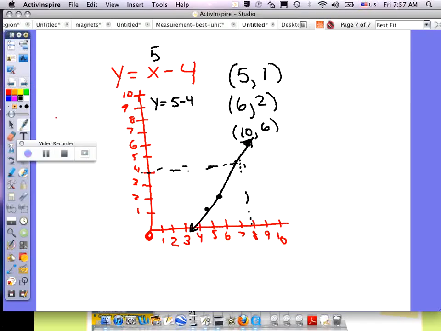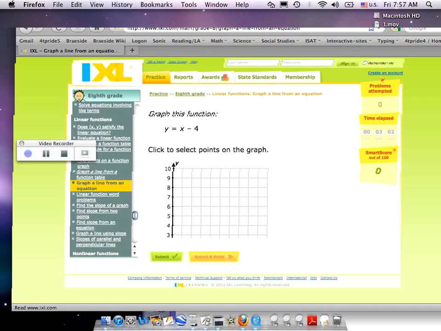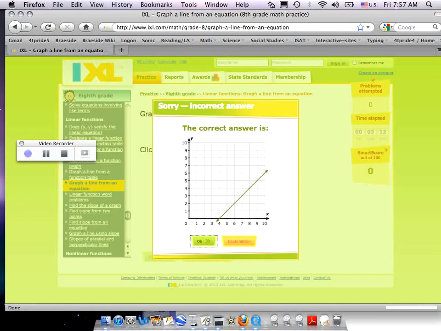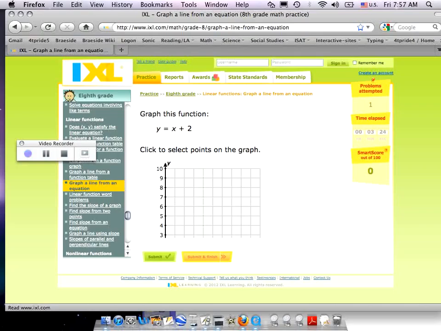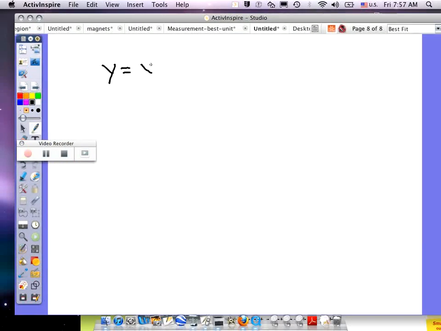And I will do one more of those, just so you get a better idea of it. I'm just going to submit it and then show you what it looks like. And you could see, well, when x is 4, y is 0, and you'll get a graph looking like this. So to give you one more, y equals x plus 2. All right, that's a little bit simpler. Y equals x plus 2.